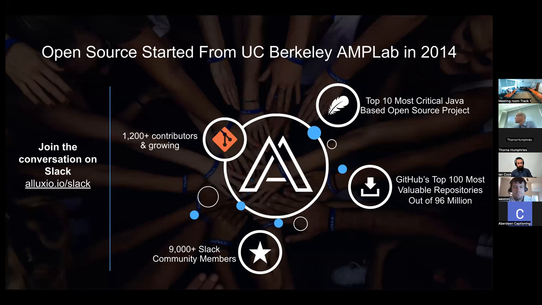Nowadays, we have more than 1,200 contributors, and it keeps growing pretty fast. We were also recognized by Google as one of the top 10 most critical Java-based projects. And we have a lot of members in the community on Slack. So welcome to join us there.